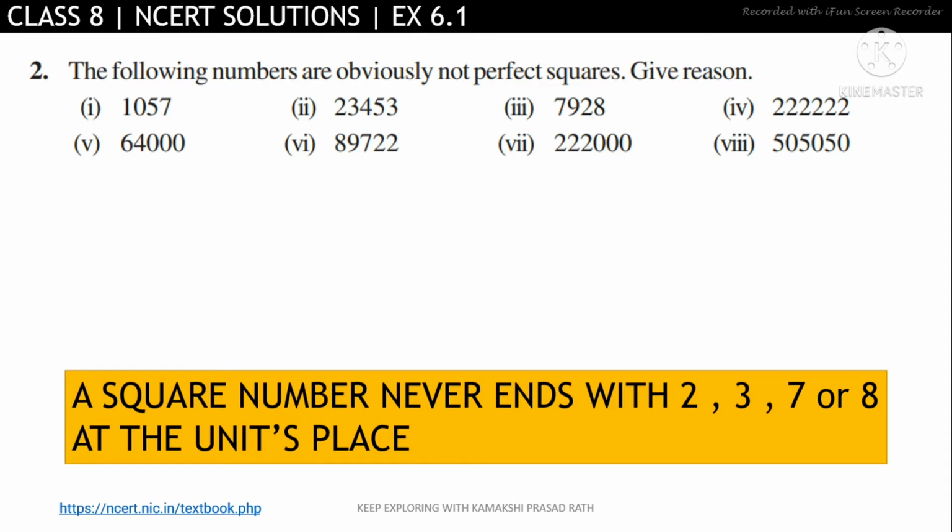Now here the first question, 1057. You can see the units place is 7. Since the units place is 7, as you can see here, a square number will never end with 7. Hence, we can say this is not a perfect square.